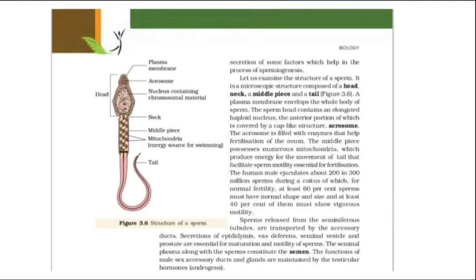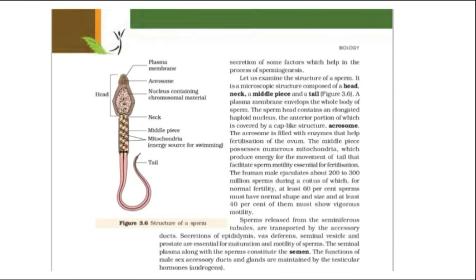The middle piece possesses numerous mitochondria which produce energy for the movement of tail that facilitates sperm motility essential for fertilization. The human male ejaculates about 200 to 300 million sperms during a coitus, of which, for a normal fertility, at least 60% sperms must have normal shape and size, and at least 40% of them must show vigorous motility.